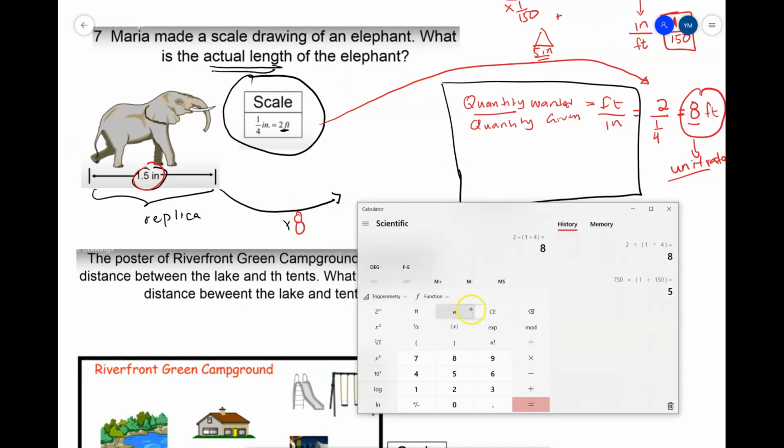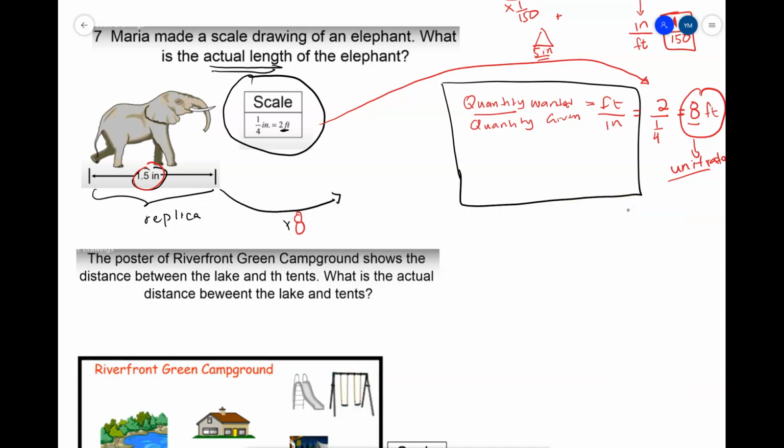And let's press cancel. And we have 1.5 times 8. And you get 12 feet. Okay, so this means that the actual elephant is 12 feet long. Also think about it, it makes sense, right? If for every 1/4 inch you have something that's 2 feet long, the actual elephant is going to be much larger than 1.5.